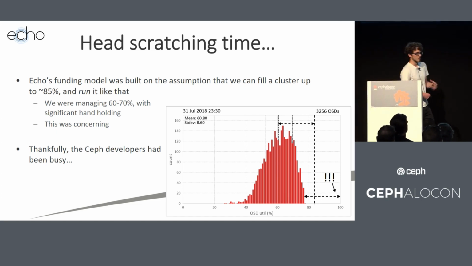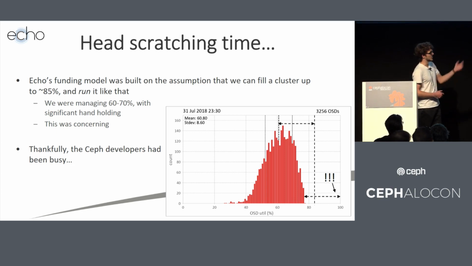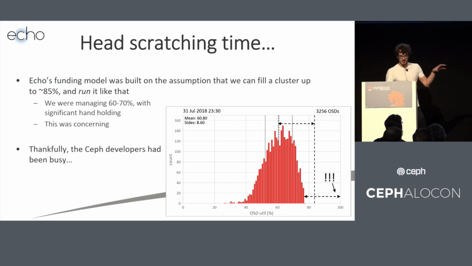However, in practice, that was not what we were managing. Yes, that's my trying to explain what would happen if you tried to run that distribution up at 85%. If you try and move the average up to 85%, it's not going to be a fun cluster to try and run at that point. And so this was a little bit concerning. There was much head scratching and, well, I don't know.